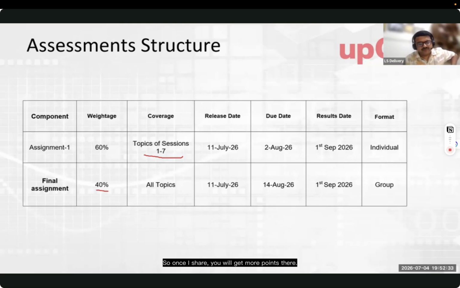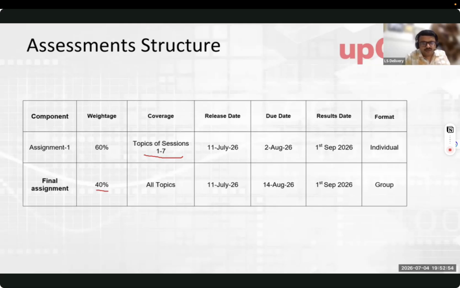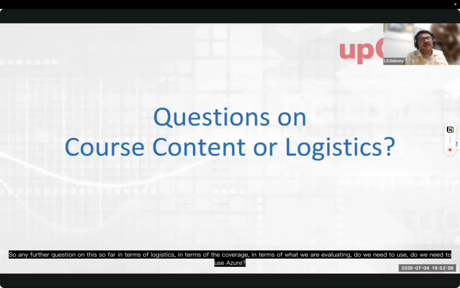Once I share it, you will get more points there, but you should understand the objectives. Everybody, irrespective of background, whether you use GenAI or not, should be able to solve a small problem with no-code, low-code, and a bigger business aspect, maybe presented to some VCs. So that's the idea with the assessment structure. Any further questions so far in terms of logistics, coverage, and what we are evaluating?